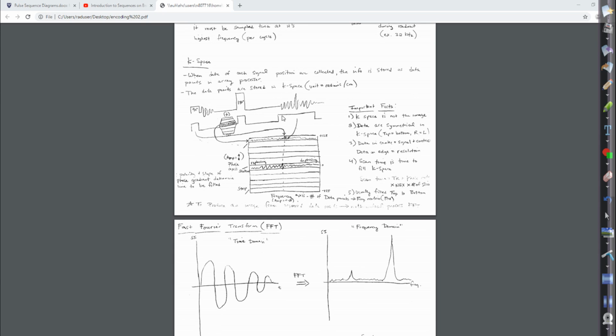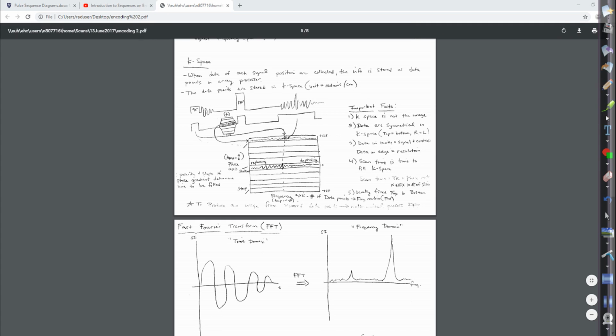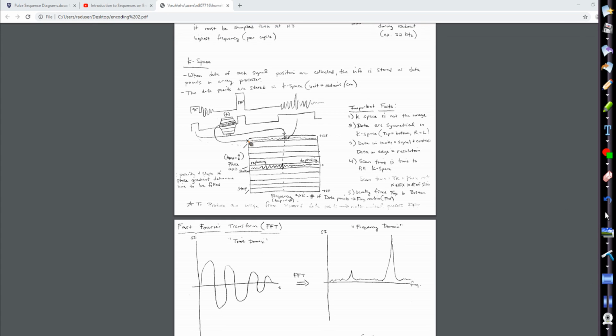We talked about K-space. This really talks about the important facts. I have 4 here, I have 5, but remember I added that 6th one, which is the data points create the matrix of K-space. Up here we have the pulse sequence diagram, and it shows you how K-space is filled. So as our slice select gradient is turned on, we are exciting one slice. So the entire rectangle is one slice.